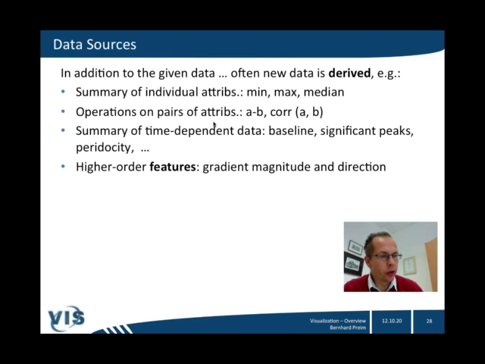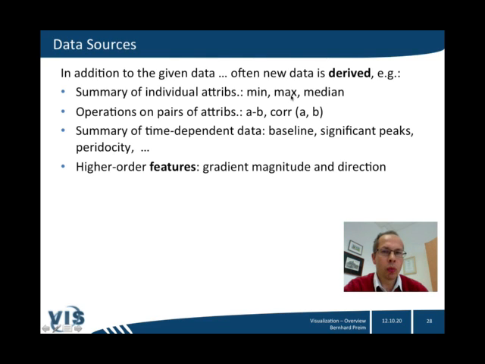In addition to the given data, often it makes sense to use also new data that is derived from the data. So for example, you can summarize many pressure values, for example, by saying we always had a minimum pressure of this, a certain maximum pressure, and the median value or the average value is this one.